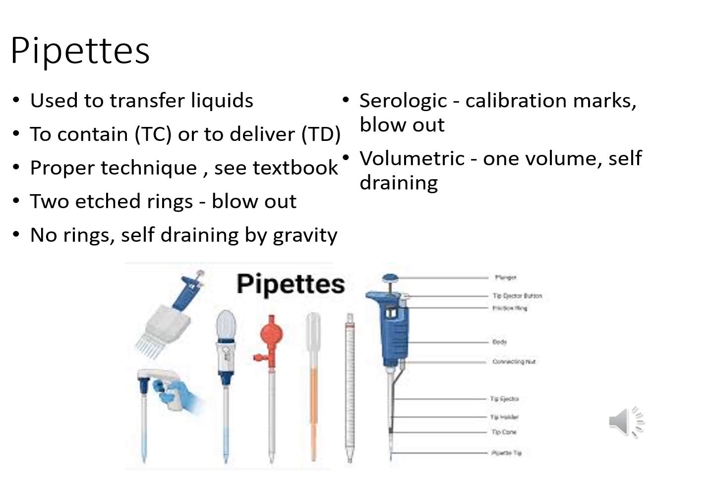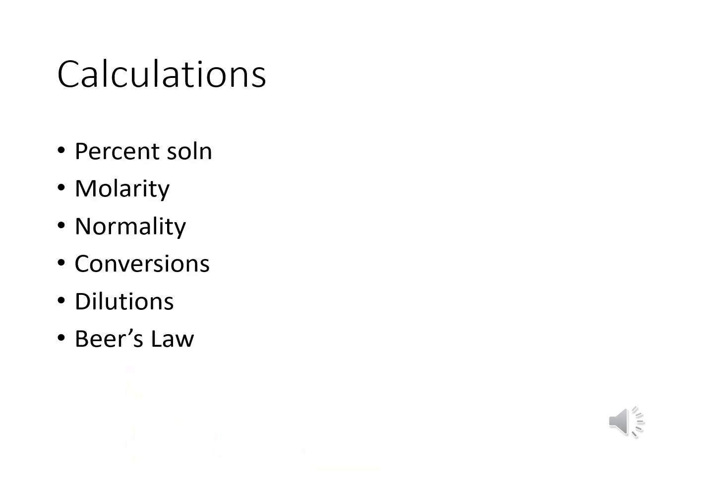And then we have serologic pipettes. They usually have calibration marks, and it also means that they're a blowout. And then you have volumetric, which is usually one volume type, like 1 milliliter, and it is self-draining. These are the calculations that I would review from your textbook. You may need to know some of them for the exam. Just make sure to look over the exam review document that is found in your module.